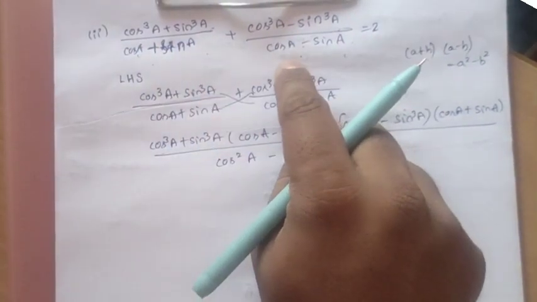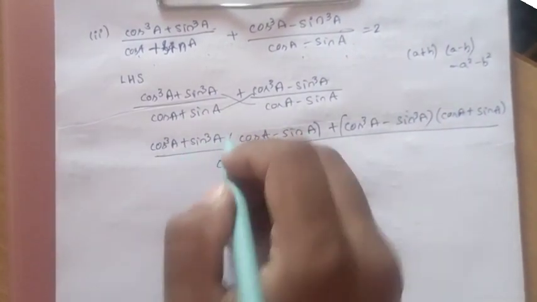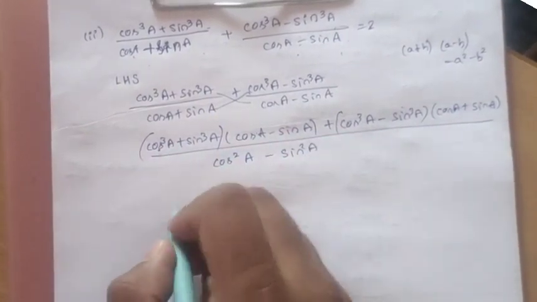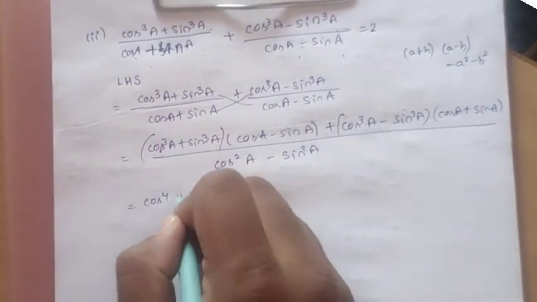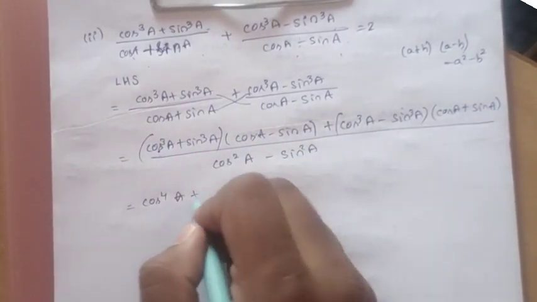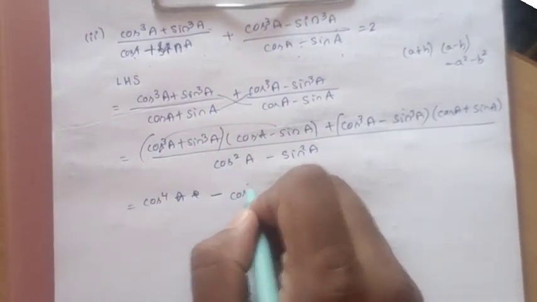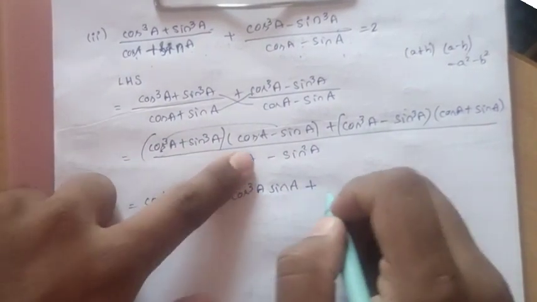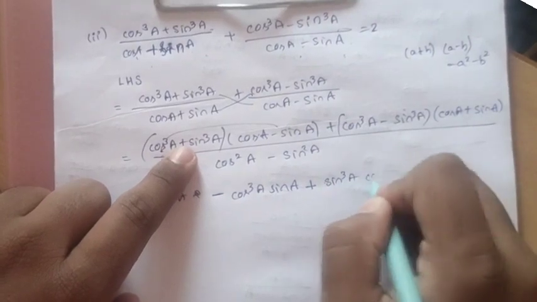So cos a plus sin a into cos a minus sin a can be written as cos square a minus sin square a. Now if we multiply this term by this term, what will we get? Cos cube a into cos a, cos power 4 a, plus into minus minus. Then this term multiplied by this term, cos cube a into sin a. Again plus this term multiplied by this term, sin cube a into cos a.